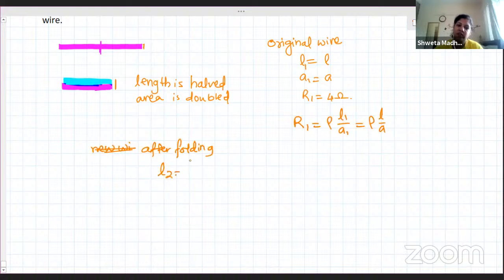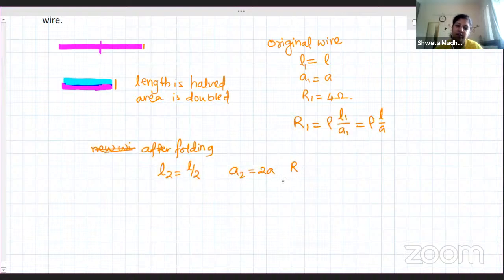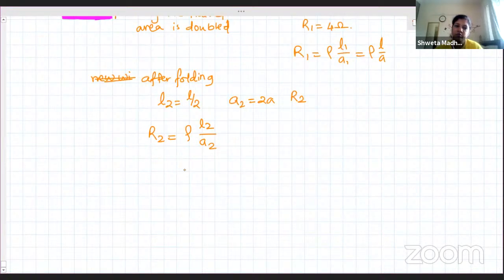Length L2 is L by 2. Area is 2A. Resistance is R2. The wire has not changed, so resistivity won't change, right? So R2 is equal to rho L2 by A2, so rho into L by 2 by 2A. So this L by 2 will come to the denominator, L by 2 into 2A. So it will become 1 by 4, and we can write 1 by 4 of rho L by A.